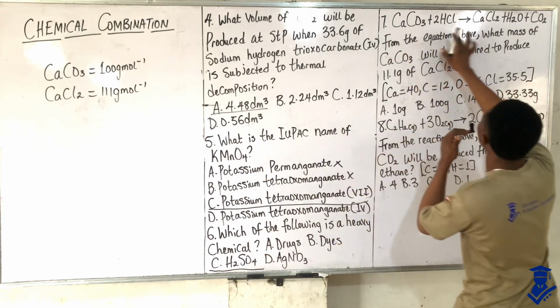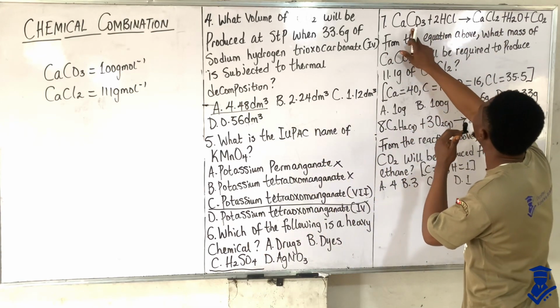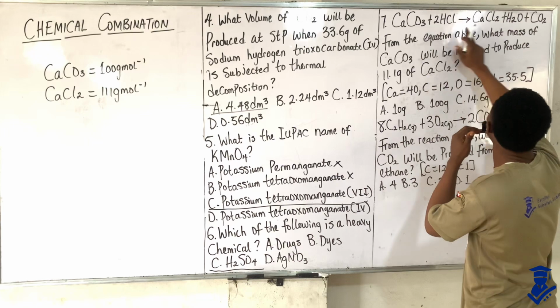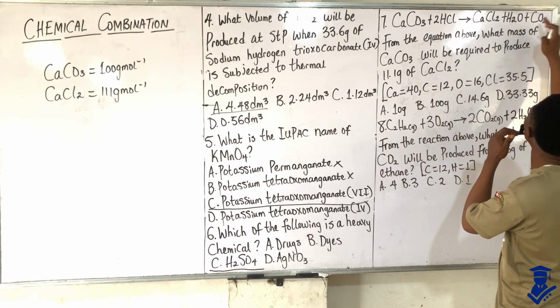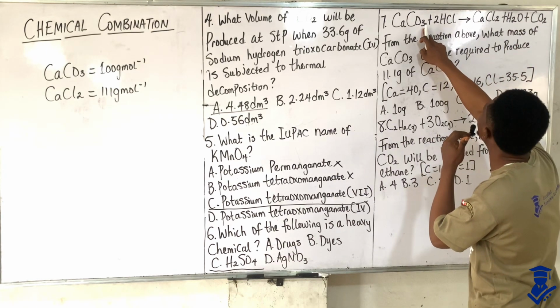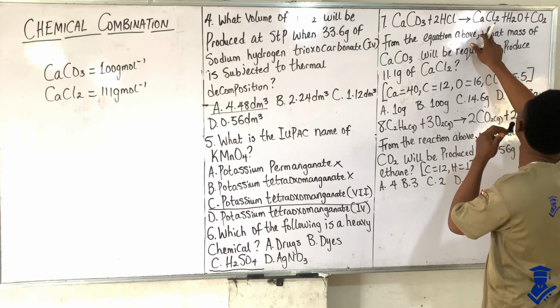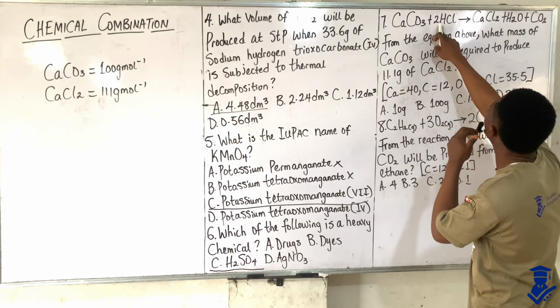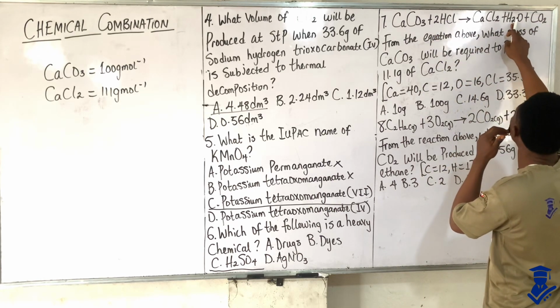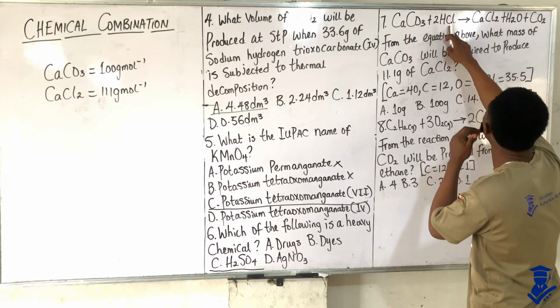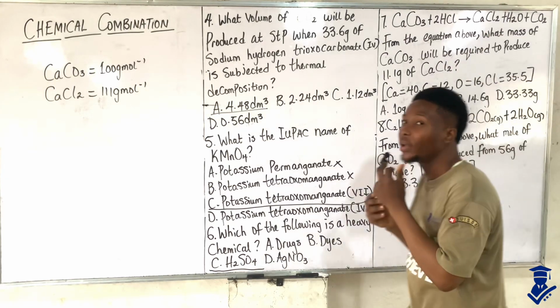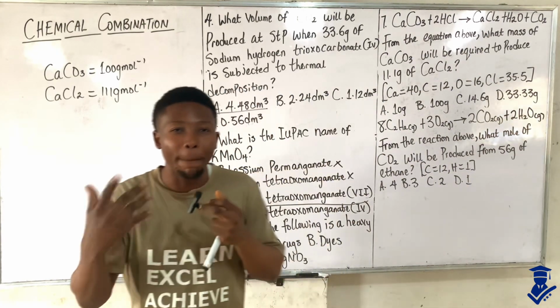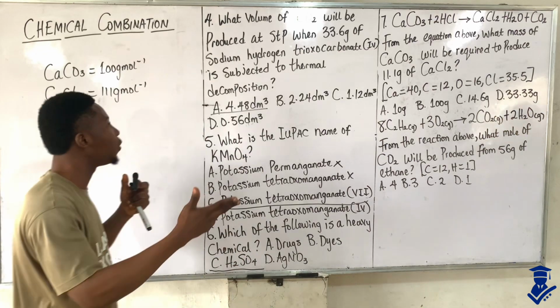Now we have Ca here, we have Ca here, 1. We have carbon here, 1, and then we have 1 carbon here. We have 3 oxygen here, and then we also have 3 oxygen here. We have 2 hydrogen here, and then we have 2 hydrogen here. We have 2 chlorine here, and we have 2 here. So the equation is actually balanced, and then we can move further.